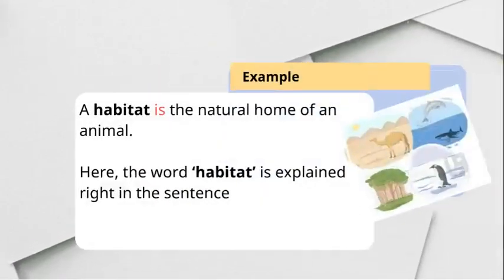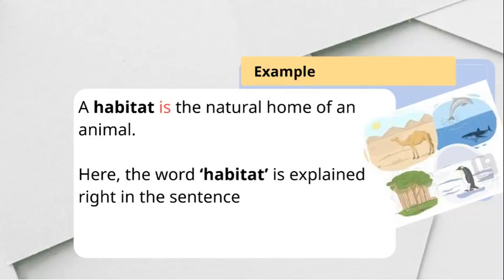Let's look at an example. "A habitat is..." Here you have the word "is." So you don't know the meaning of the word habitat, so you look for the word "is" or "means." So "is" here. After that, what is given? The natural home of an animal. So what is a habitat? It is the home for animals.